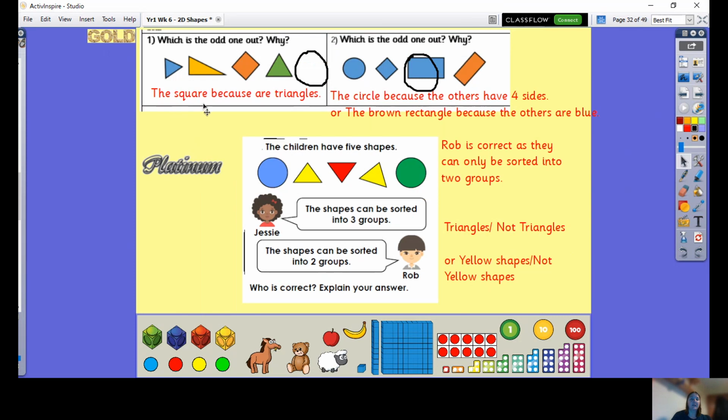And then the gold, obviously the square, because the others are all triangles. And then here we've got the circle because the others have 4 sides, or the brown rectangle because the others are all blue. So you could have gone down the colour route there. And then it says here, Rob is correct, as they can only be sorted into 2 groups. So you can either have triangles, not triangles, or you could have yellow shapes, not yellow shapes.